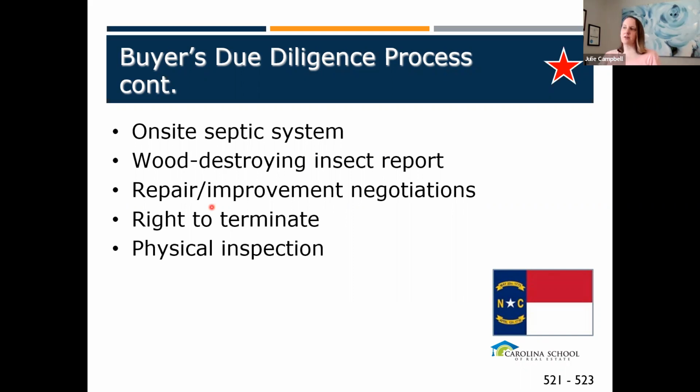So if they exercise their right to terminate, they just have to provide written notice to the seller. They don't have to tell the seller why they're terminating. They can if they want to, but they don't have to tell the seller why. They just have to provide written notice by 5 p.m. on their due diligence date. 5:01, they're in breach, and now they're losing their earnest money.